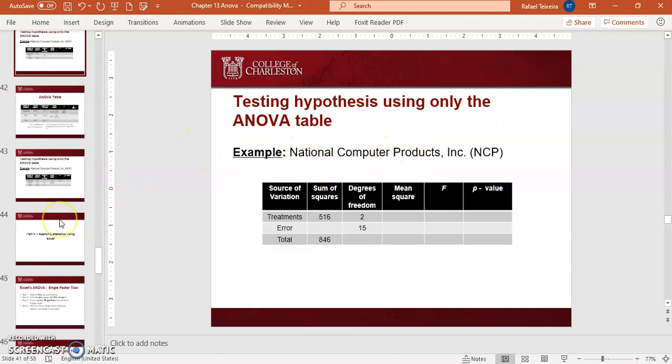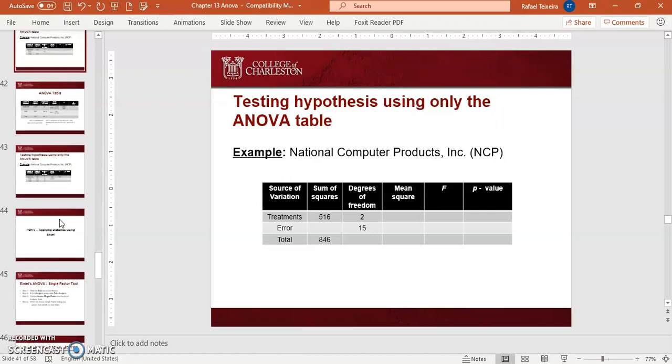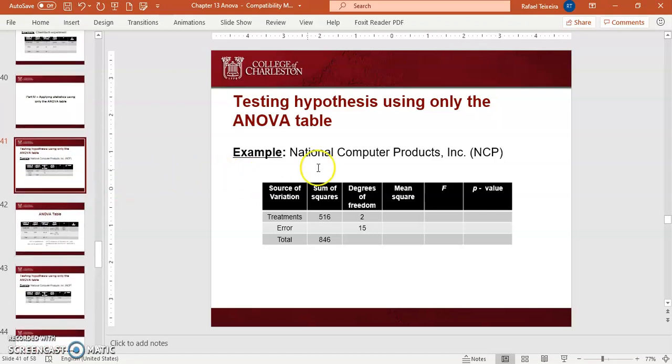I don't know what this problem is. Let me see if I have somewhere. No, I don't have the problem here, but anyway. Let's assume it's a problem and we have three groups, national computer products, and we want to test if the groups vary in these national computer products, okay? And you get this table. So let me show you how to go about this problem.